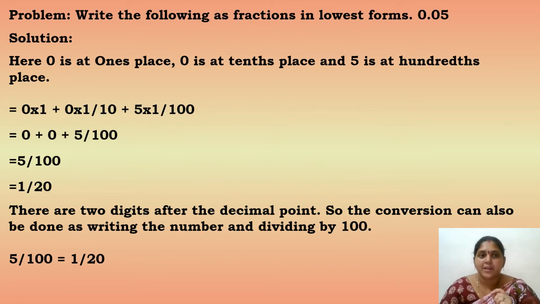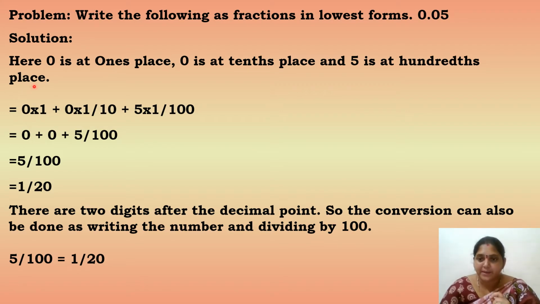We'll see one example here. Problem. Write the following as fractions in lowest forms, that is 0.05. As I told you in the previous class, we should read digits individually after the point. That's why what is our question here? It is 0.05. What is our solution? We'll see. Here 0 is at which place? It is at ones place. 0 is in ones place. And the other 0 is in which place? It is in tenths place. And 5 is at hundredths place.